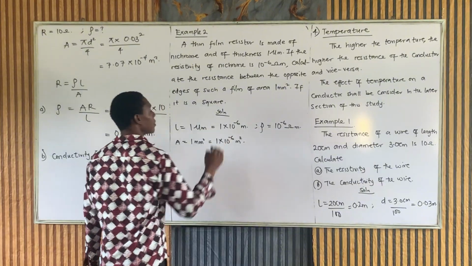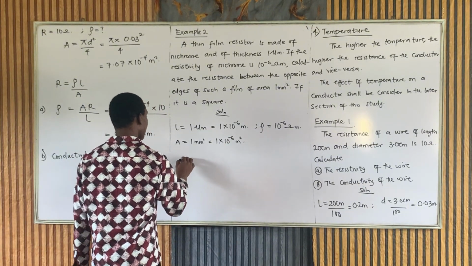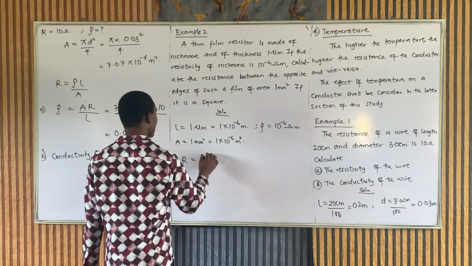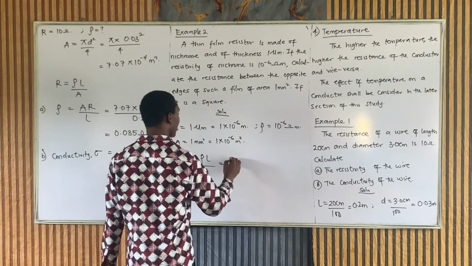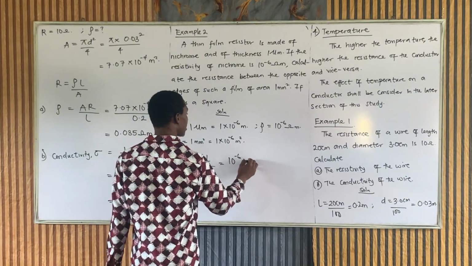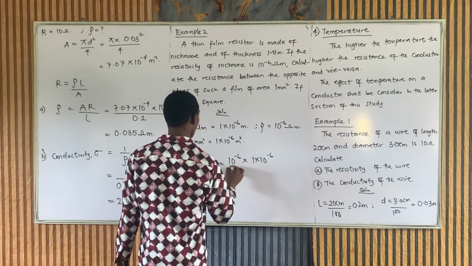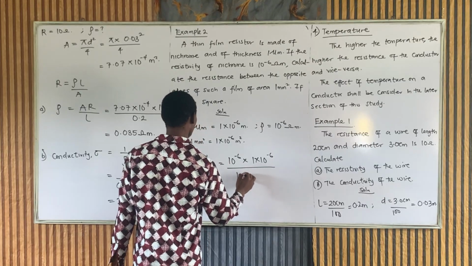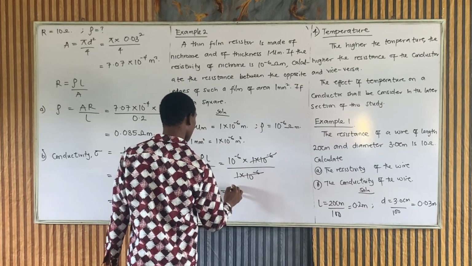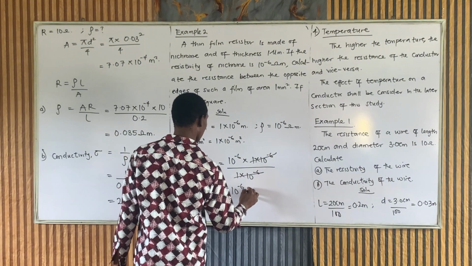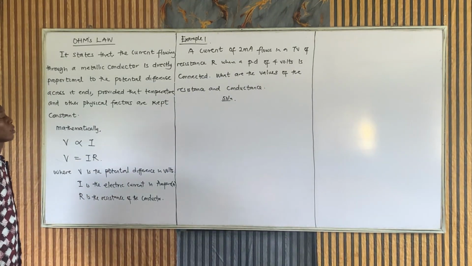So all we just need to do here is to say the resistance that we're looking for is equal to resistivity times length over area. And so the resistivity we are given as 10 raised to the power minus 6 times the length, 1 times 10 raised to the power minus 6, over the area, 1 times 10 raised to the power minus 6. This eliminates this. So the resistance is 10 raised to the power minus 6 ohms. Ohm's law.